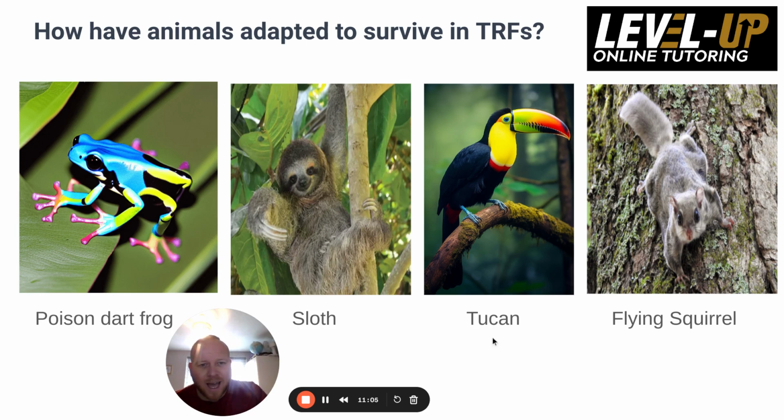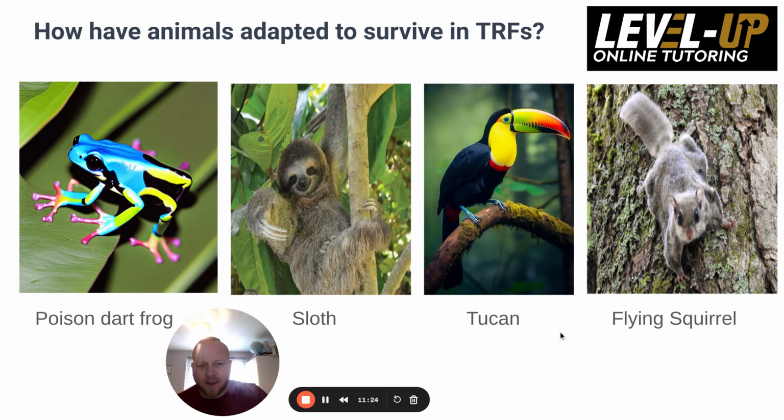A toucan has a large, strong beak to break into nuts for eating. And a flying squirrel has flaps of skin. Think of bingo wings, but don't write that in your exam. Flaps of skin, so it can glide away from predators and keep off that forest floor.